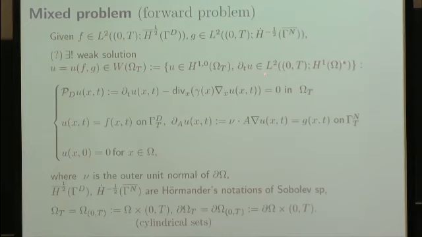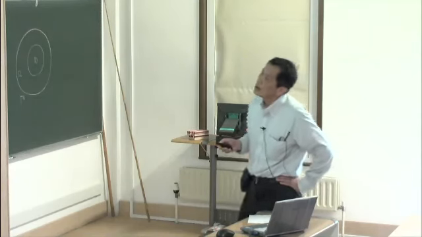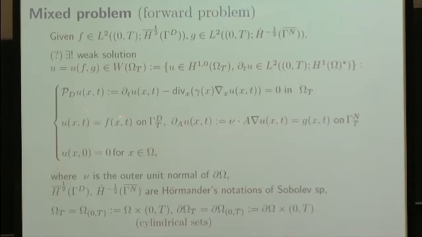Here H^1 omega star is the adjoint space of H^1 omega. And then the equation, the boundary condition and the initial condition are given as follows. Okay. Here the nu is the outer unit normal of partial omega. So this partial A just means this is the conormal derivative of the elliptic operator.